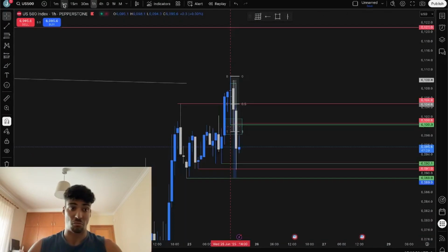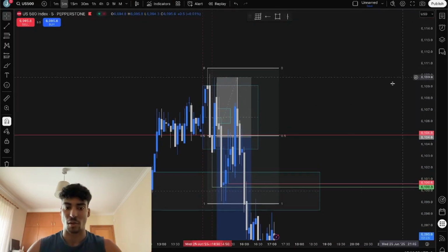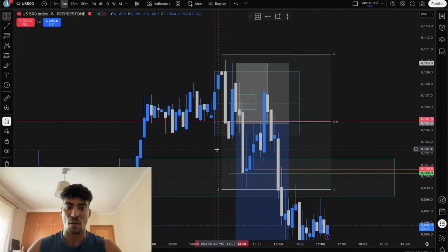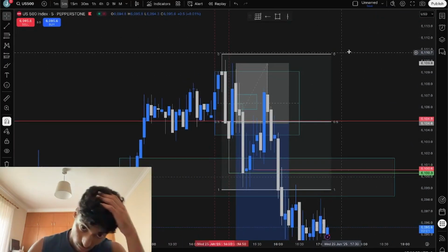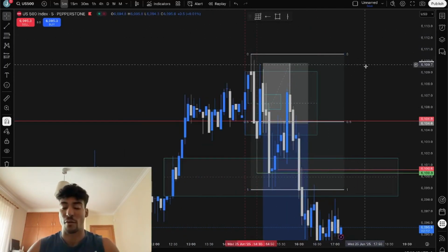So yeah, let's go really technical. Let's go to 5 minutes. What happens? Price sweeps out these highs on market opening. It goes back, price sweeps out these highs. Then we have an SMT, so we already have confirmation.